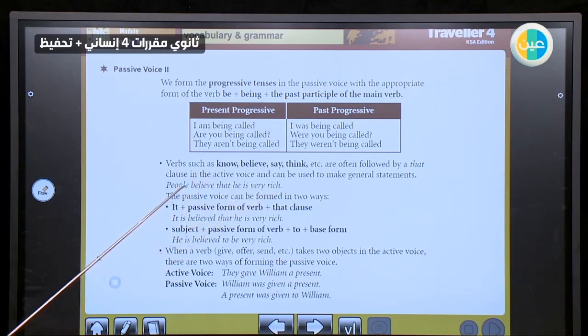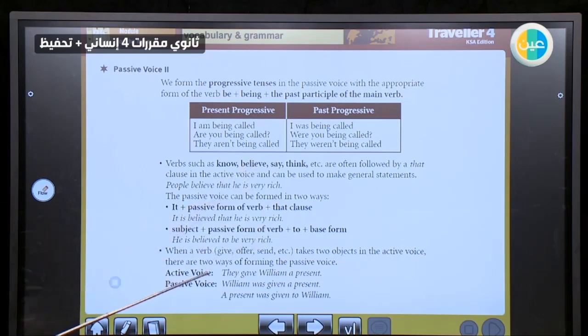So this is active voice. Here we have believe. We want to change it to passive voice 2. It is believed that he is very rich. So he is very rich, I just copy it. This is the that clause. And I write it is believed, it is known. Then we have subject plus passive form of the verb plus to plus base form. He is believed to be very rich.